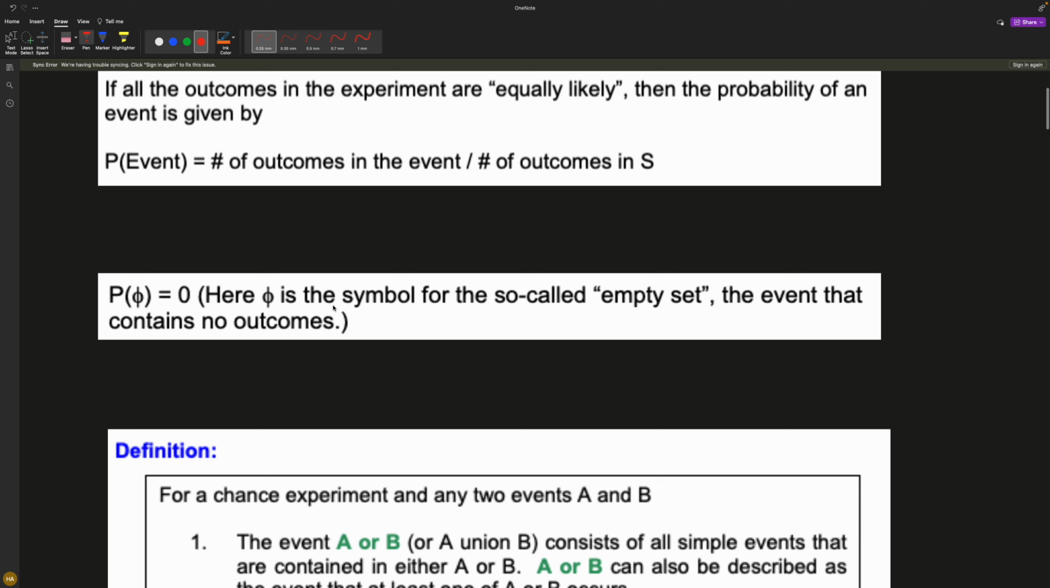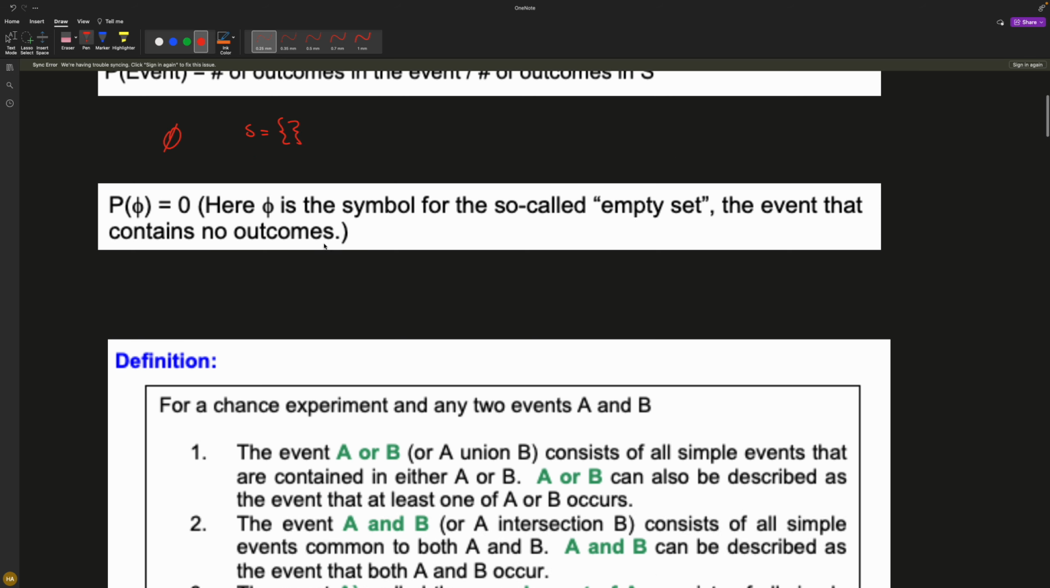The probability of an empty set, where S equals just nothingness, is just 0.